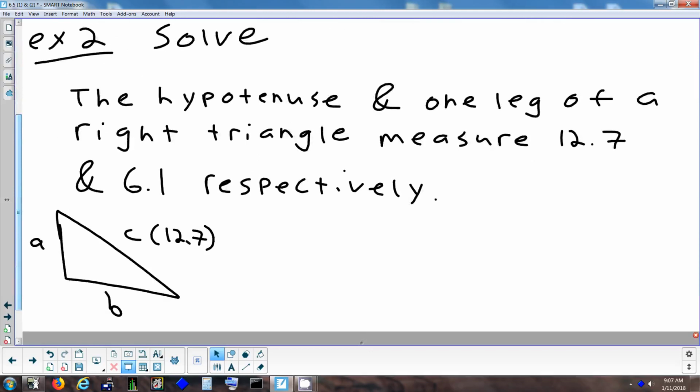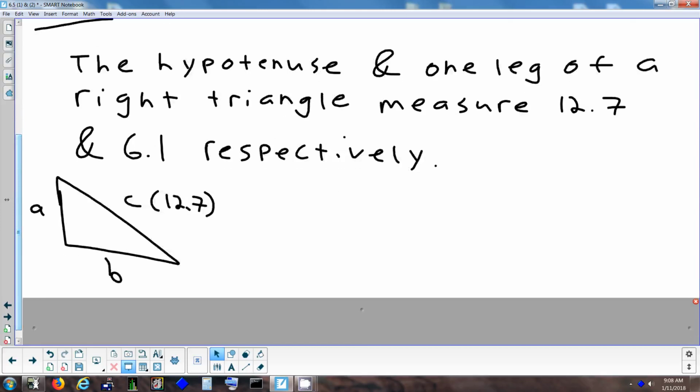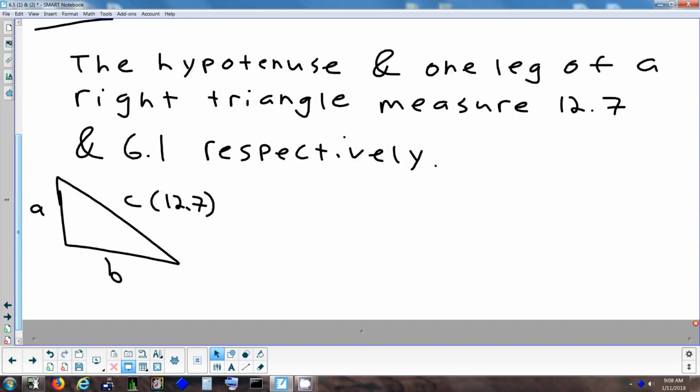And does it matter which side I make 6.1? I have a choice of A or B. No, it doesn't matter. So, Jay, what side do you want to make 6.1? A. Okay. So A is 6.1. Dylan, the name of the angle across from A? Alpha. And Tanya, the name of the angle across from B? Beta. Okay.